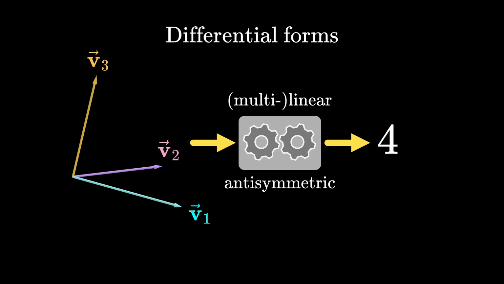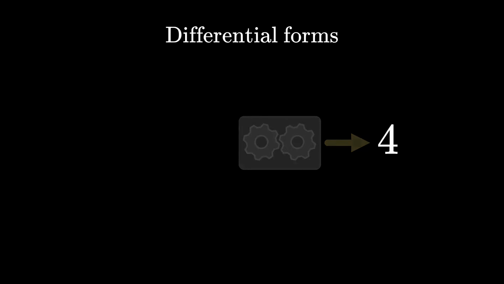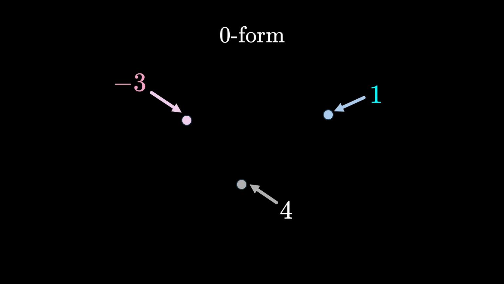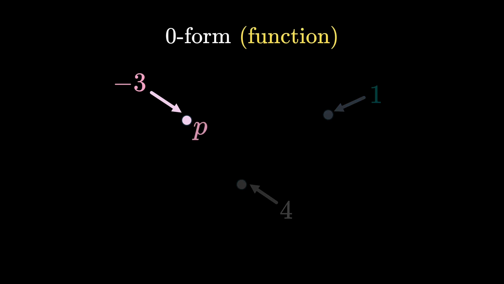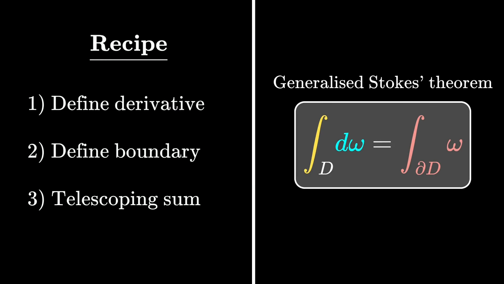There is a weird case I want to highlight. This machine takes in 3 vectors, but what if it takes in 0 vectors? At this point, it's not even a machine, just a number. If we collect all these numbers at different points, we can still call it a zero form since we take no vectors as inputs, but this collection is really just a function assigning a value of -3, for example, to a point P. With the introduction of differential forms, we are ready for the Generalised Stokes Theorem.